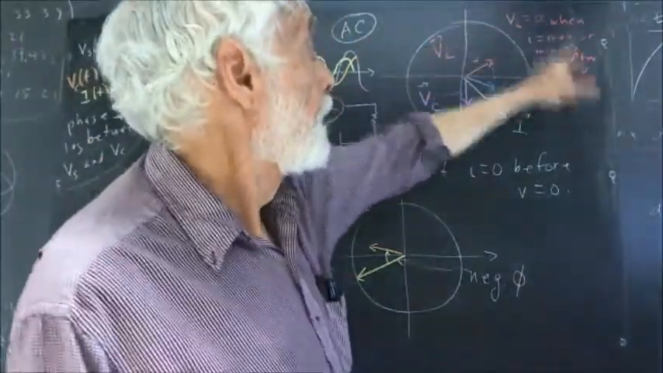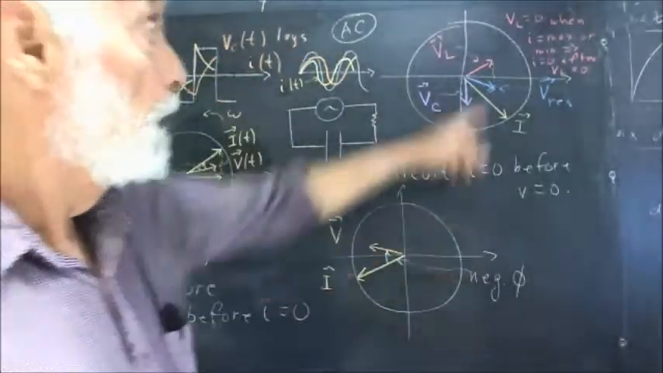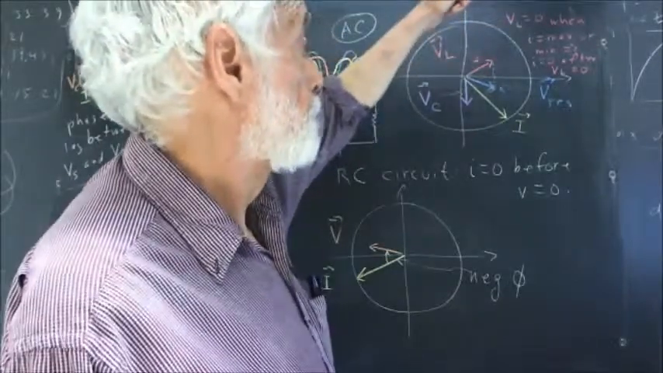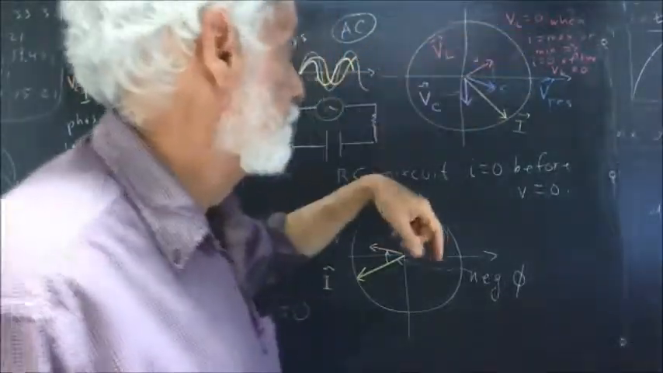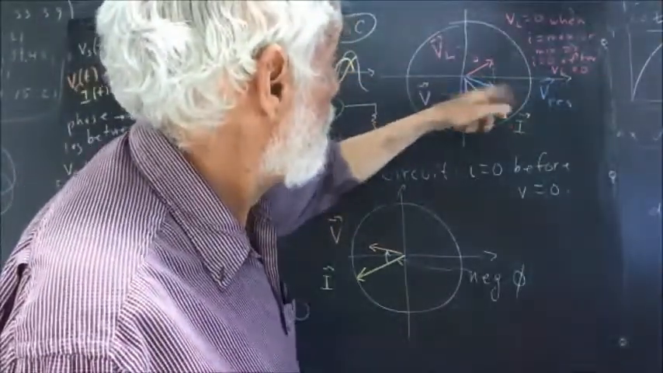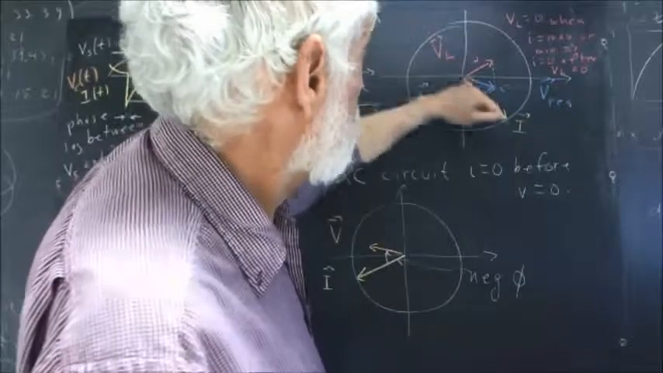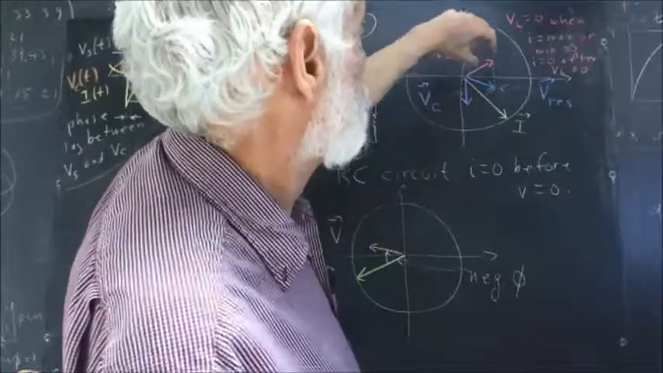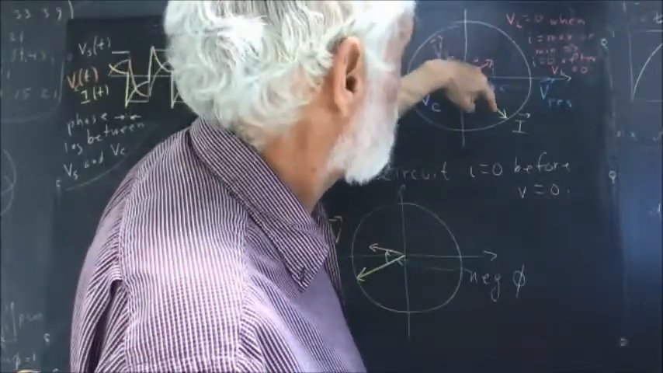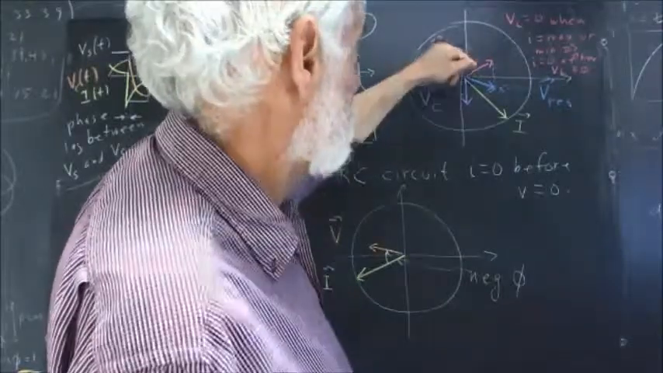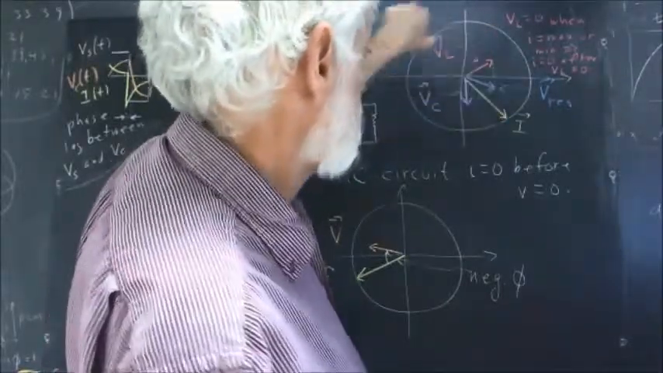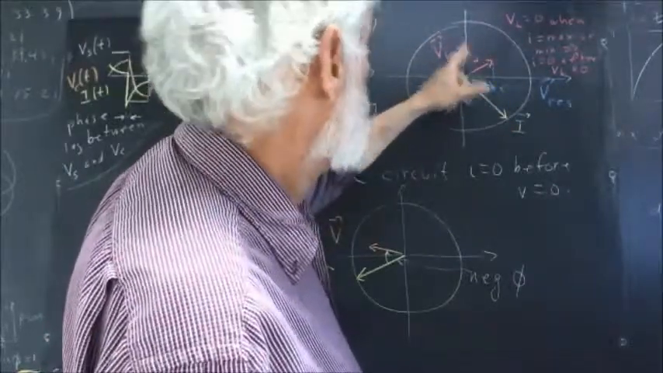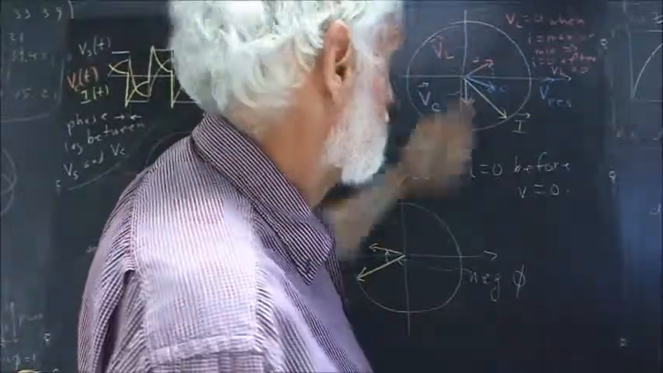So the idea, though, is very clearly, by this line of reasoning, the inductor voltage is going to hit zero before the current hits zero, so that the current in an LRC circuit is going to follow the inductor voltage. The current is going to hit zero after the inductor voltage hits zero, and that would be the case in this picture. The inductor voltage is going to hit zero when the inductor voltage vector is vertical.